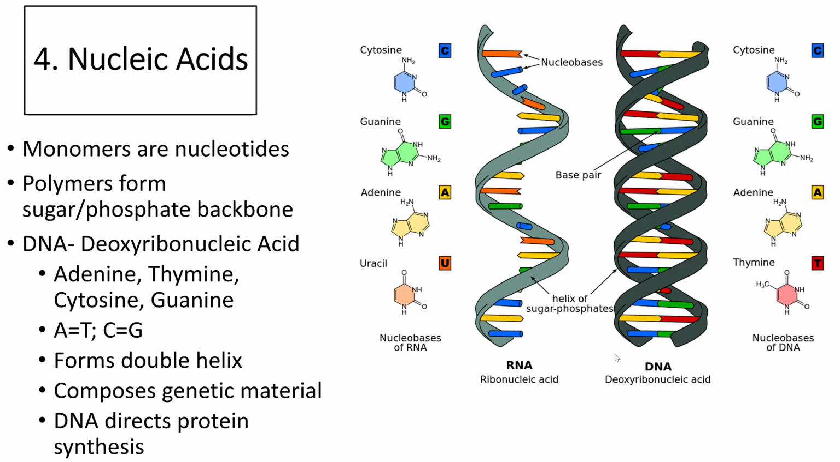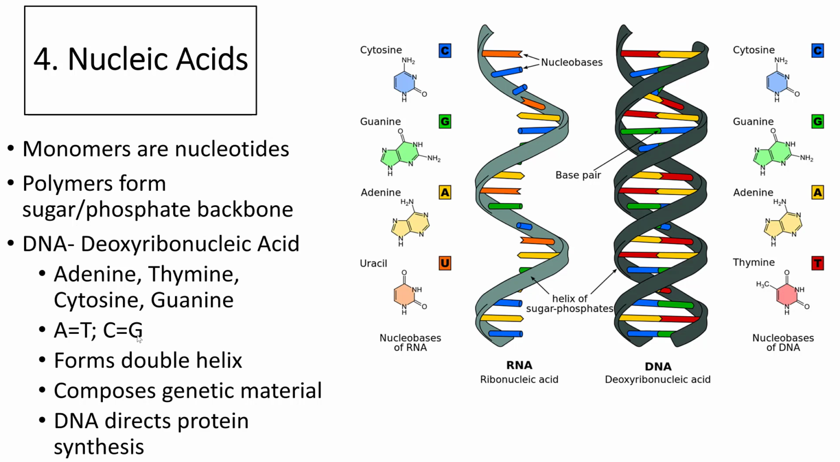We have adenine, thymine, cytosine, and guanine, where A's bind to T's and C's bind with G's. An easy way to remember that is that C and G kind of look the same. So they kind of look the same, they bind together. Because of the A to T and C to G bonding, we get the twisted double helix form. So this DNA composes the genetic material.